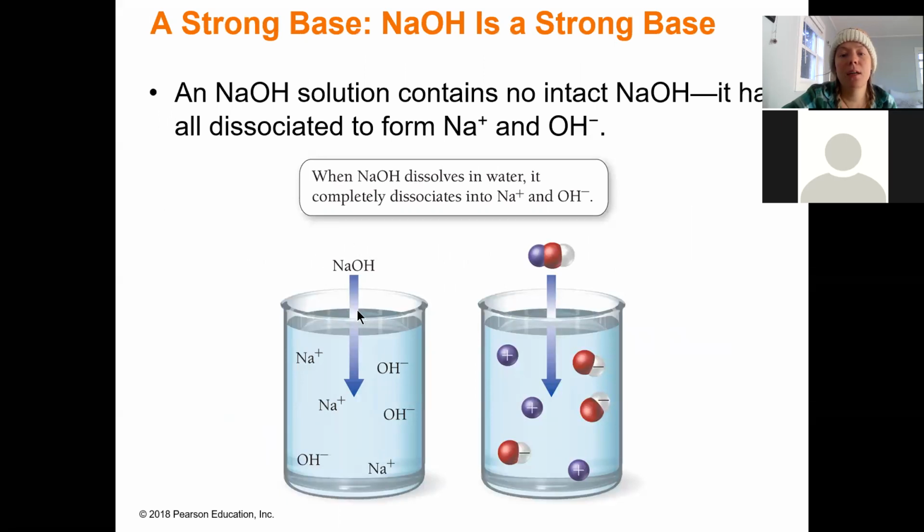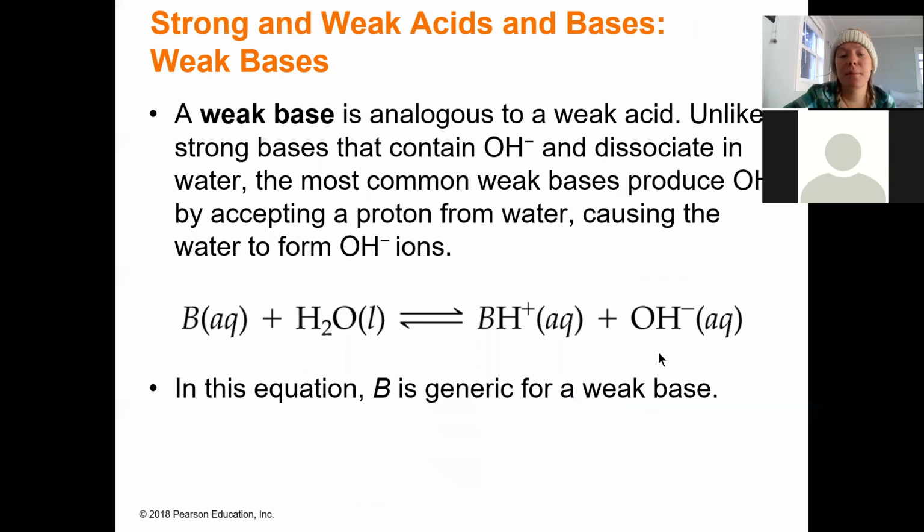So here's our NaOH, and it breaks apart. If every Na and every OH break apart from each other, then we have a strong base.